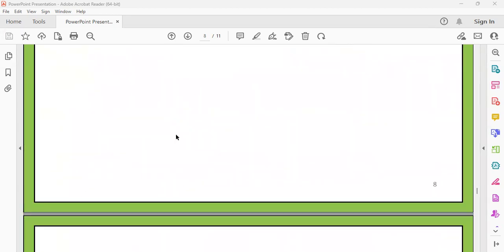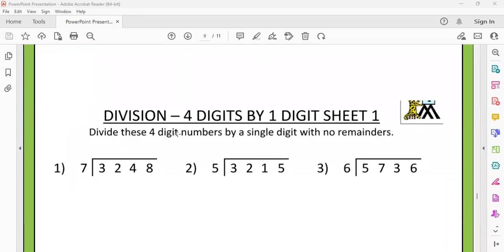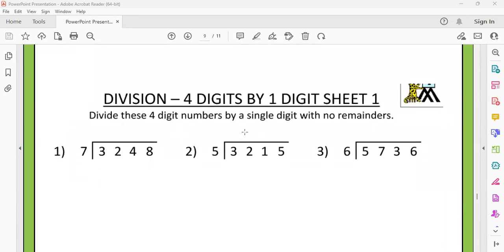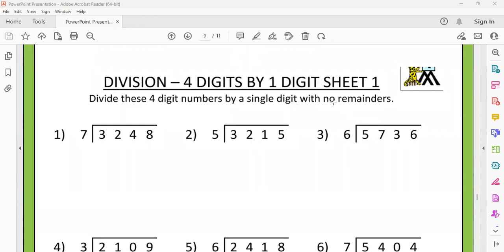Now, of course, it goes on with 4 digits. 4 digits divided by a single digit with no remainders. It's easy because now you don't have any remainders. Let's try one question here. So let's do times table 5, okay? Ask yourself, how many 3s are there in 5? None. How many 5s can go into 32? Literally, it can be 6 because of times table 5.